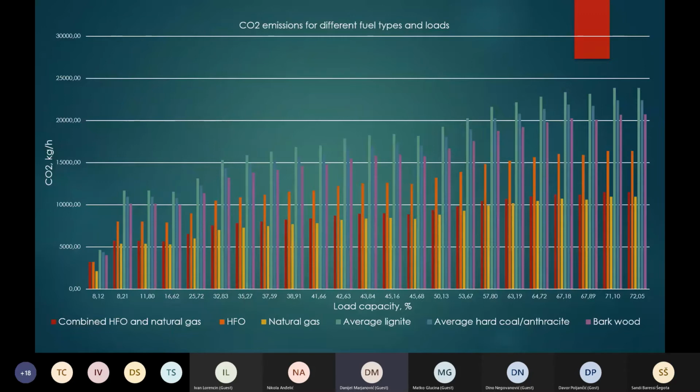It's visible that the largest emissions are from the usage of coal, spanning from around 5,000 kilograms per hour to around 24,000 kilograms per hour, being roughly double the ones from natural gas consumption, which are the lowest in the range. Also, it's visible that the difference of the carbon dioxide emissions between the combined usage of heavy fuel oil and natural gas and the sole usage of natural gas isn't large, which is understandable considering that during bigger load capacities, natural gas consumption is increased and heavy fuel oil usage doesn't change notably.